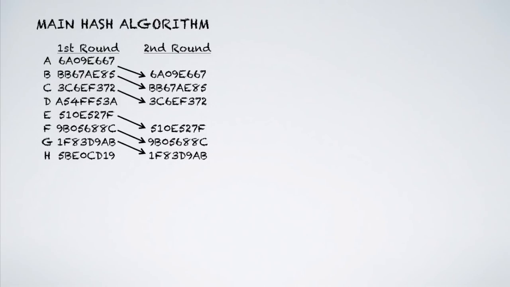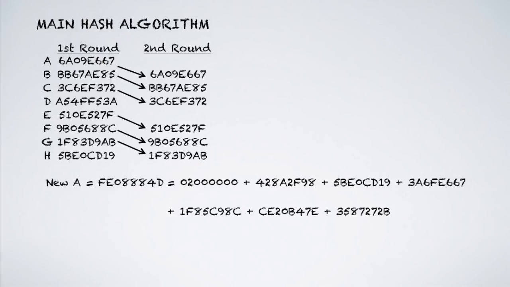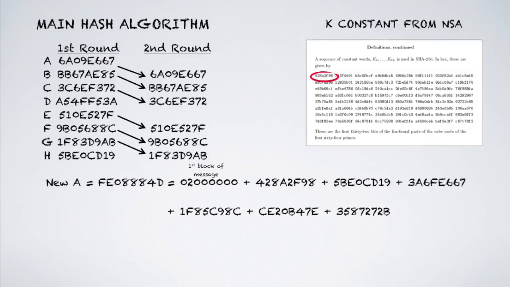You'll notice that we did not mention what new A and what new E are, and we also did not add any of the message to this. And here's how that's addressed. So new A is equal to the sum of the message, which we denote as W, another constant from the NSA, denoted as K, old H, the majority figure, which is based on old A, B, and C, the choose figure, which is based on old E, F, and G, jumbled bits of the old A, and jumbled bits of the old E.